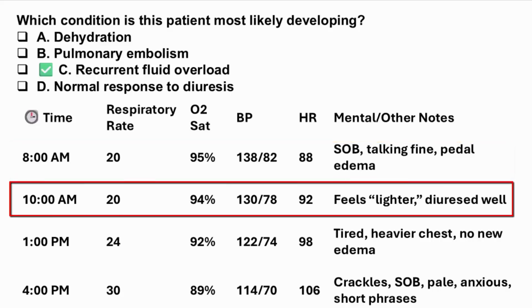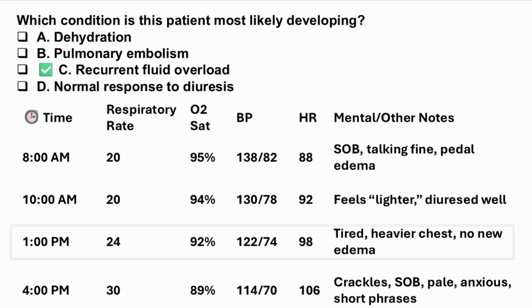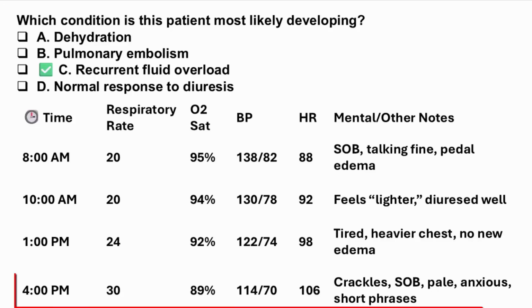You gave her scheduled furosemide. She said she felt lighter. Respiratory rate still 20. O2 sat 94%. BP 130/78. HR 92. She voided 400 milliliters of urine. Good diuresis. So far, so good, right? Now she's lying still, says she's a little tired. Respirations are up to 24. O2 sat dropped to 92%. You increased to 3L nasal cannula. BP 122/74, HR 98. No new edema, but she says her chest is heavy again. Are you starting to get a little concerned?